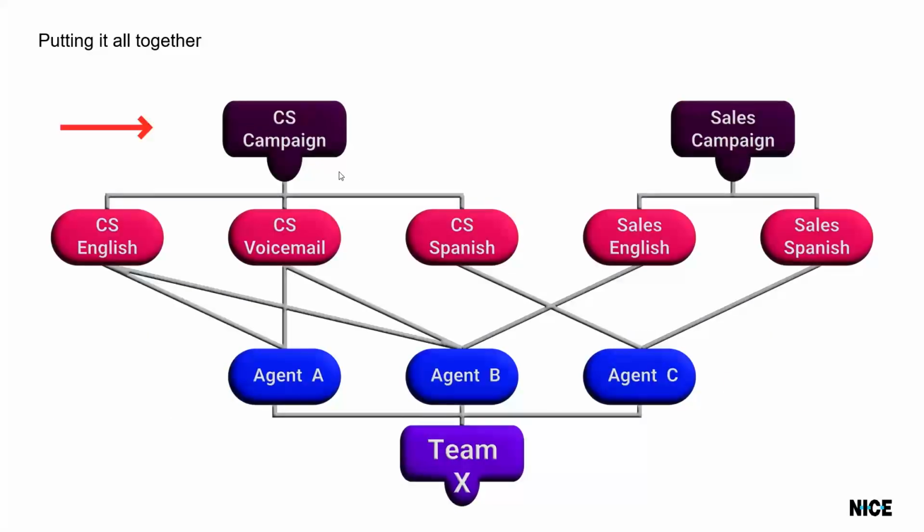This is how the chart would look like if we put it all together. Now here you can see that two separate campaigns are here, one for customer service and the other is for sales. Under each of those campaigns, you can see skills like English, Spanish, and voicemail. The three agents have different skills assigned to them and they are part of the same team. So with this feature, you get to pull different detailed reports based on skill for different team members who are part of the same team.